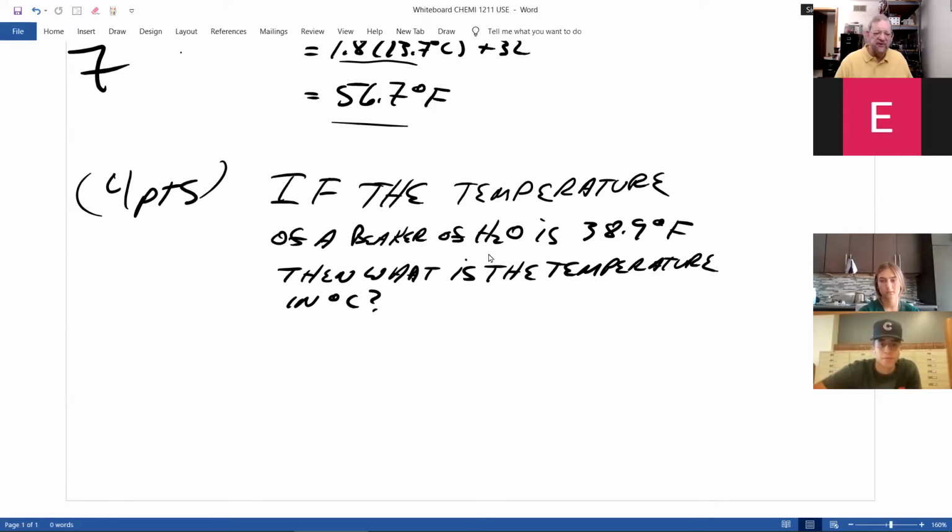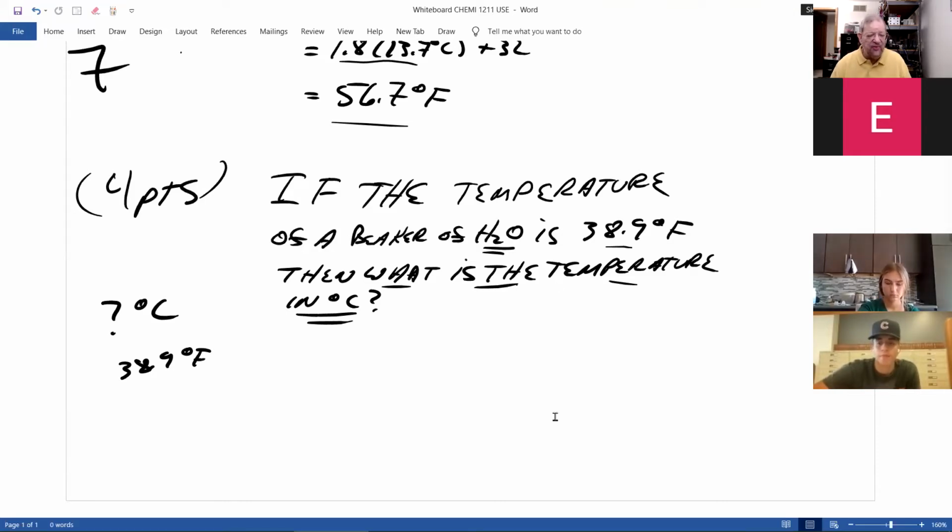All right, if the temperature of a beaker of water, I hope you all will learn soon, if you don't know, water is H2O, and I'm a chemist, I'm going to use the chemical formula, I'm not going to write out water, is 38.9 degrees F, then what's the temperature in degrees C? So the first thing I'm going to do is, what am I being asked to find? Degrees C, right here. What's the temperature in degrees C? What am I given? The temperature in degrees F.